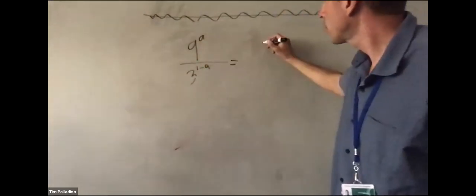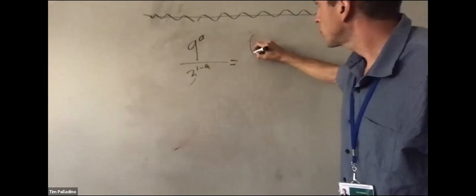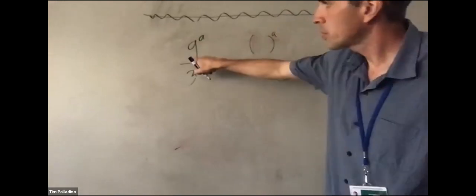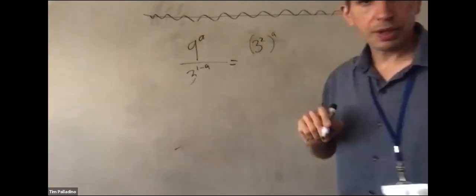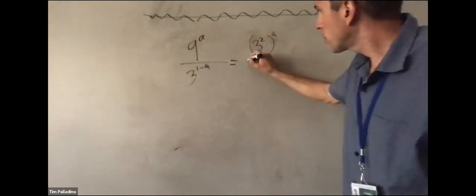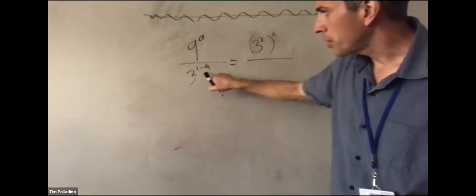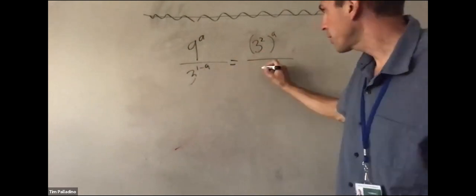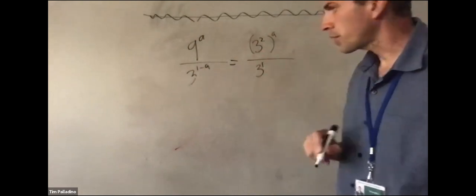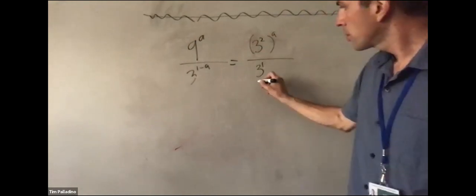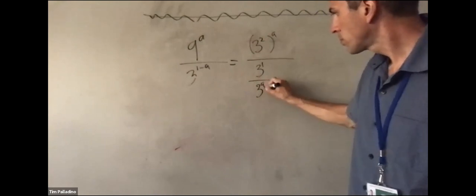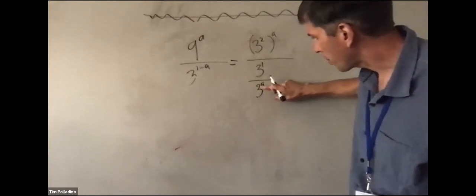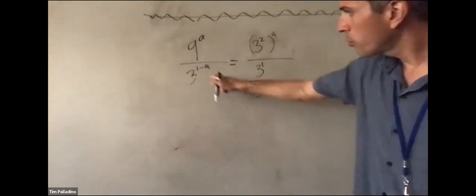So 9 is 3 squared, right? And this bottom part is 3 to the 1 minus a, divided by, sorry, that looks like a 9, 3 to the a power, right?